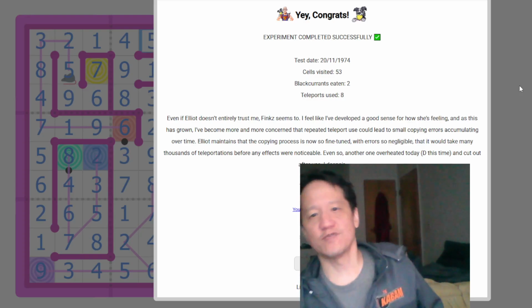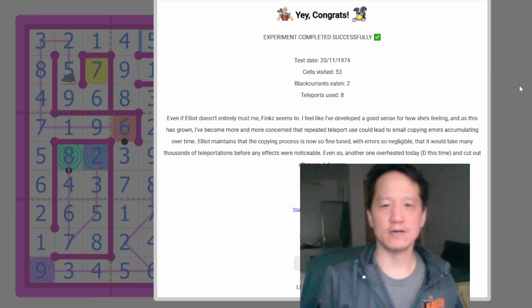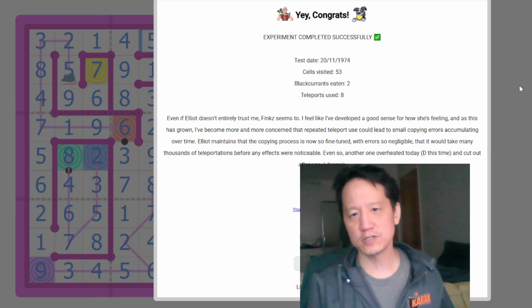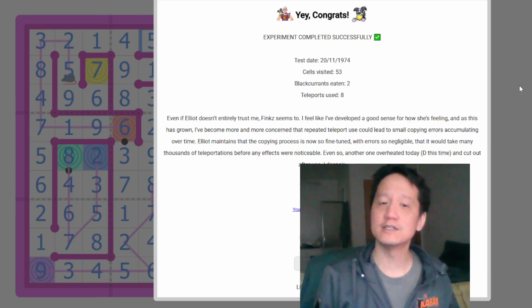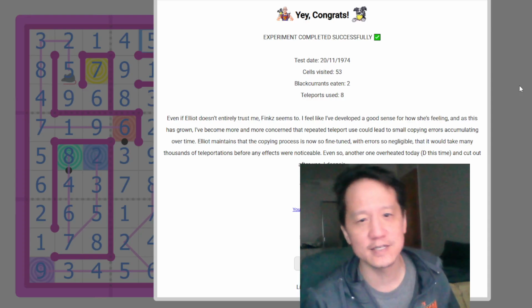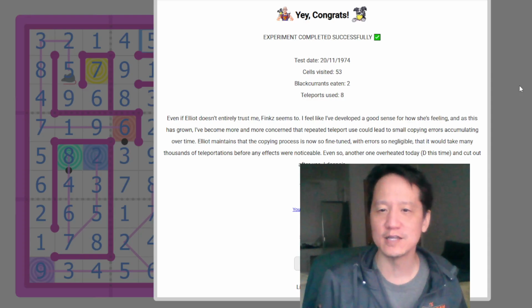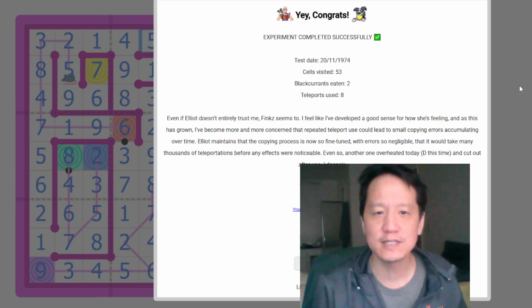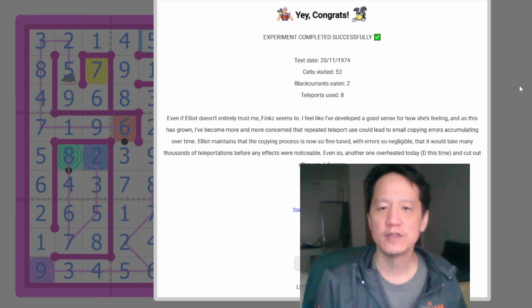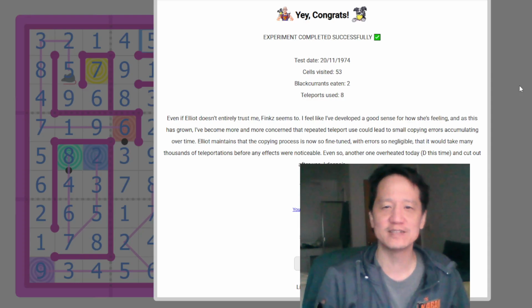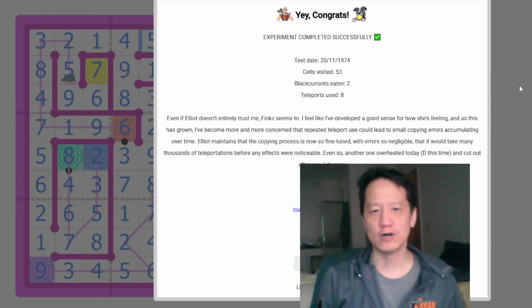Experiment completed successfully. Test date, I guess it's 20th of November 1974. Cells visited 53. Black currants eaten 2. Teleports used 8. Even if Elliot doesn't entirely trust me, Fink seems to. I feel like I've developed a good sense for how she's feeling, and as this has grown, I've become more and more concerned that repeated teleports use could lead to small copying errors accumulating over time. Oh no, Finks will be copied wrong eventually.